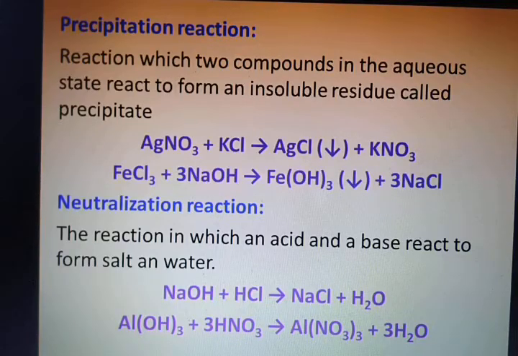Neutralization reaction. The neutralization reaction is a very simple one where an acid and a base react to form salt and water. So we have taken sodium hydroxide, a base. HCl, hydrochloric acid, by the name itself is an acid. What it forms? NaCl, which is a salt, and H2O, water. Aluminium hydroxide is a base. HNO3, nitric acid, is an acid. It forms aluminium nitrate, a salt, and H2O, water. So it's going by the definition itself: the reaction in which acid and base react to form salt and water is called neutralization reaction.